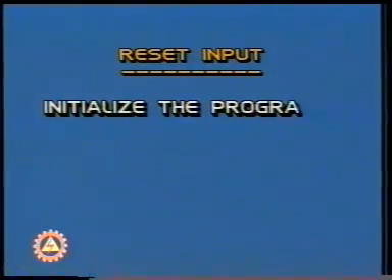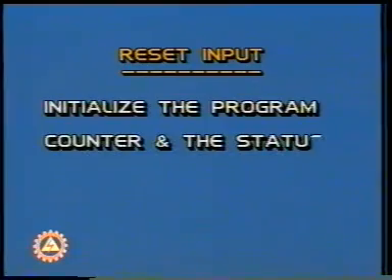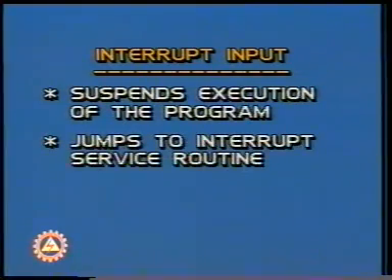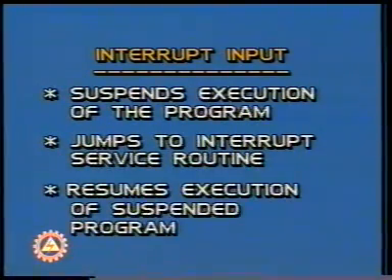Reset input is activated to initialize some of the internal registers, especially the program counter and status flags, to some predetermined values. Interrupt input is used to suspend the execution of the program after the current instruction cycle and to jump to a program segment known as interrupt service routine. The CPU again resumes the execution of the suspended work.